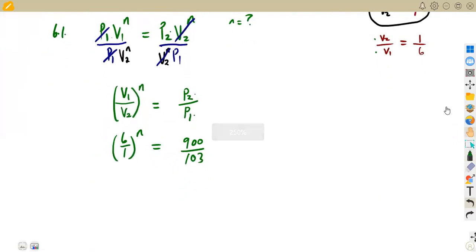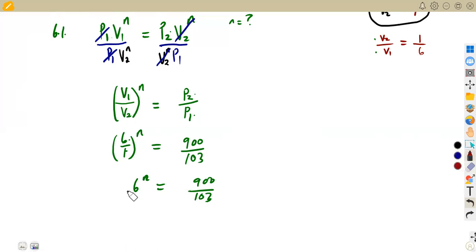This is no longer about power machines. You're now back to N3 mathematics, calculating logarithmic or exponential equations. So this is same as 6 to the exponent of n is 900 over 103. So how do you remove the exponent of n? You introduce the logarithms in this case. So you can introduce a log or a ln like this or a direct log. It's up to you, all right?